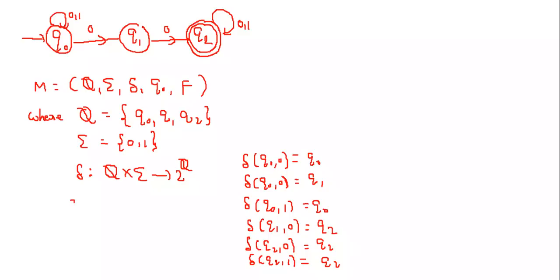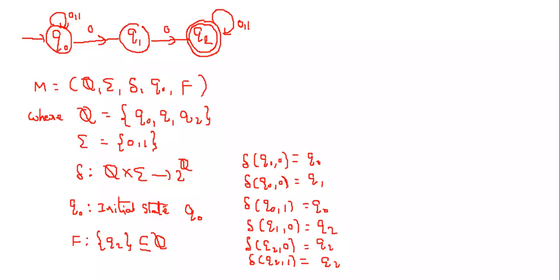Next, Q0 is the initial state. Here, the initial state is Q0 only. Next, the final state. What is your final state? Here you have only one final state, Q2. That is a subset of Q, which means you have taken the final state from Q only. So this is the definition of NFA. Finally, we end up with the definition of NFA. So this is the design of an NFA.